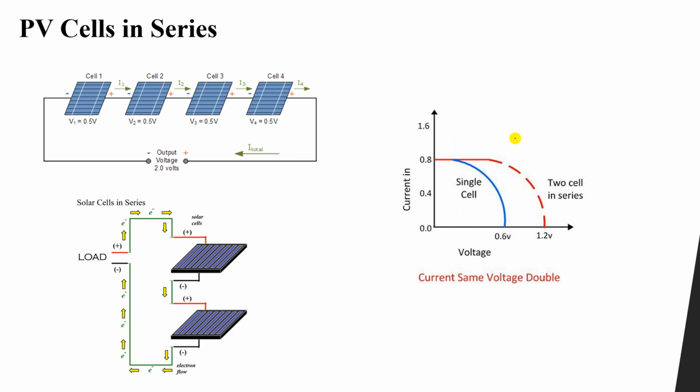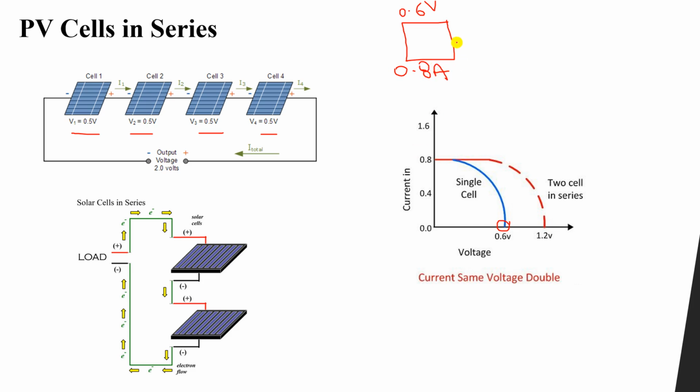Now let's see what will happen if we connect PV panels or PV cells. It is the same idea, in series and in parallel. You can see we have 0.5, 0.5, 0.5, 0.5 volt. When we connect them in series, they have the same current, but the difference is that the total voltage will increase, the summation of the voltages. So as you can see here, for example, this is one cell. This one cell has a maximum voltage of 0.6 volt and, let's say, a maximum current of 0.8 ampere.